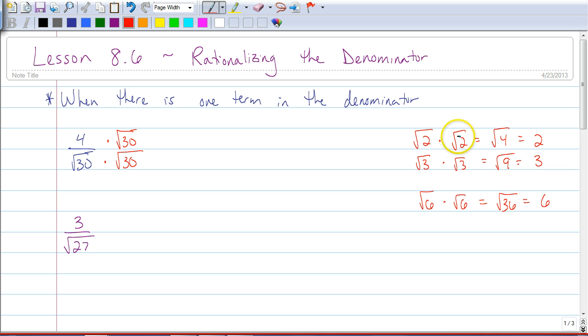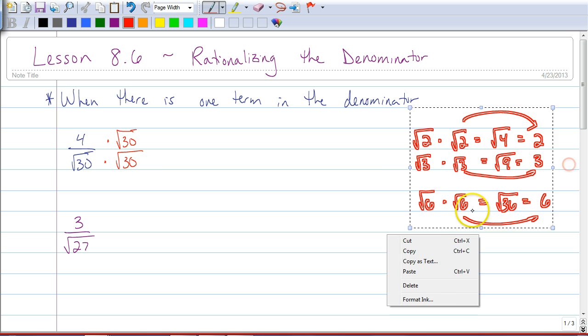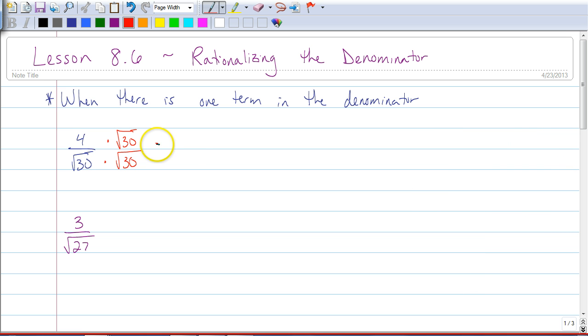Look at the pattern. Square root of 2 times square root of 2 is 2. Square root of 3 times square root of 3 is 3. Square root of 6 times square root of 6 is 6. So you can see the pattern. So the whole reason in multiplying by the square root of 30 in the top and bottom is, again, to get rid of the square root. So my answer in the denominator is just going to be 30.